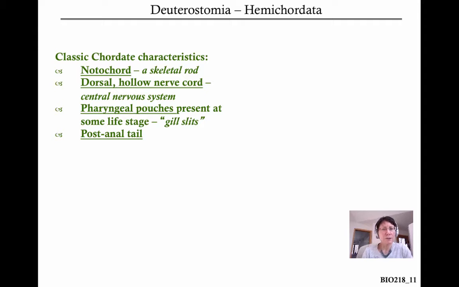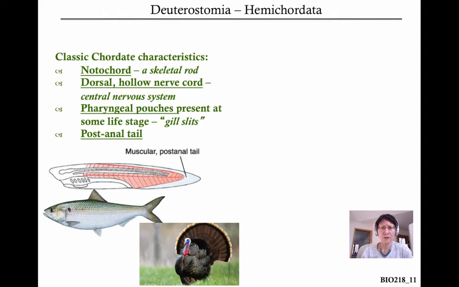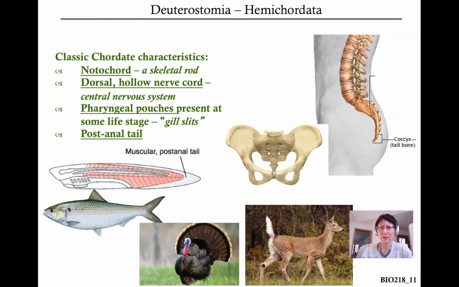The fourth character is a post-anal tail. So I think that's kind of a pretty straightforward character. This is a muscular structure that's used for locomotion or for balance. You see this in a lot of taxa, and you actually do see remnants of it in humans as well. So the coccyx is the remnant of our tailbones.